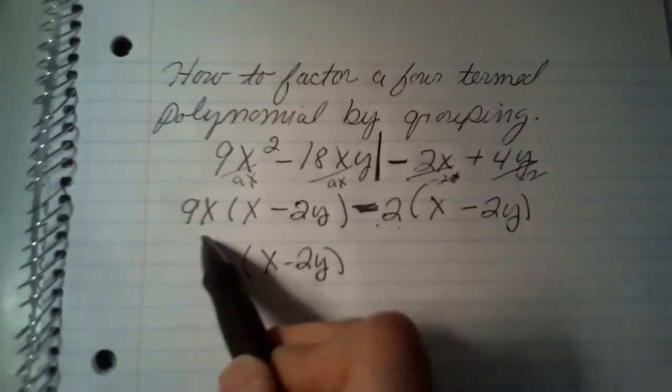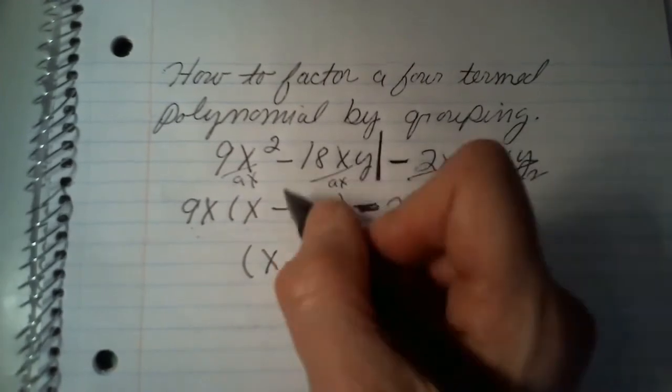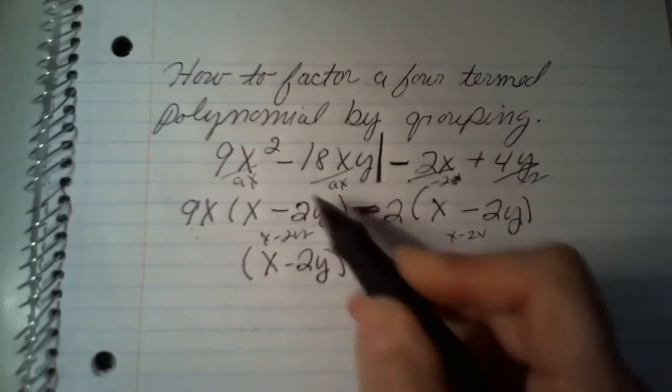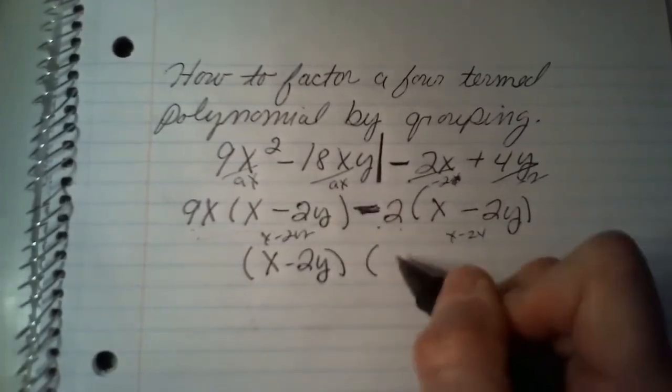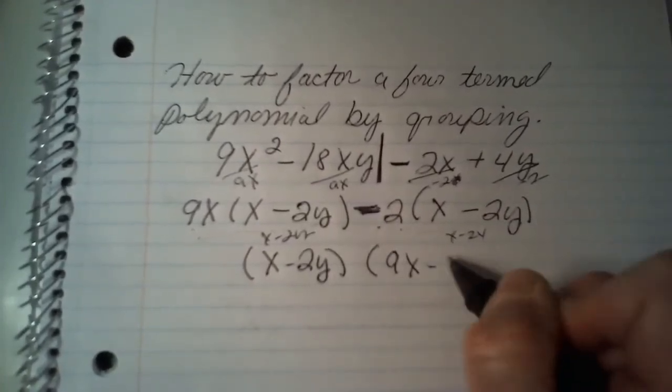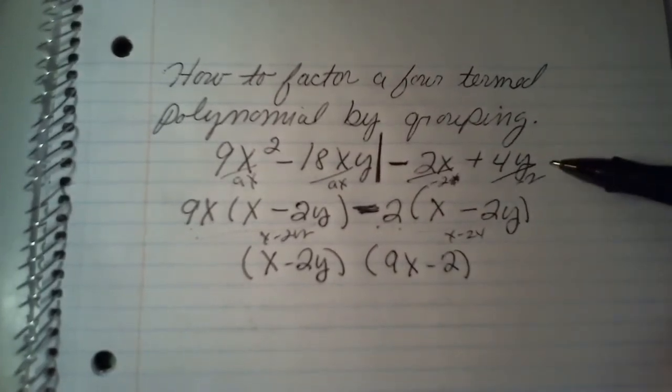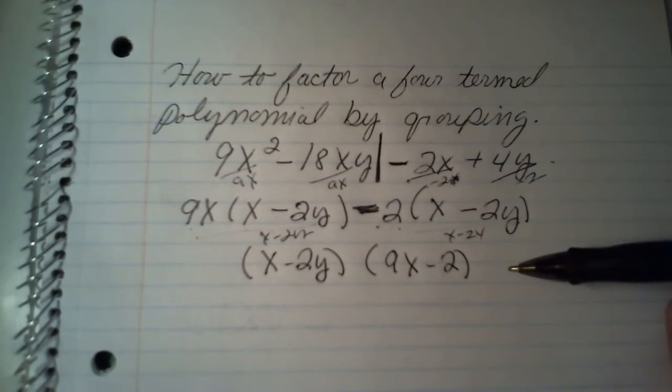In essence, if I was to divide each of these by x minus 2y, those are going to go away. And I'm going to end up with 9x minus 2. So now I have taken this four-term polynomial and put it into factored form, items being multiplied, by the grouping method.